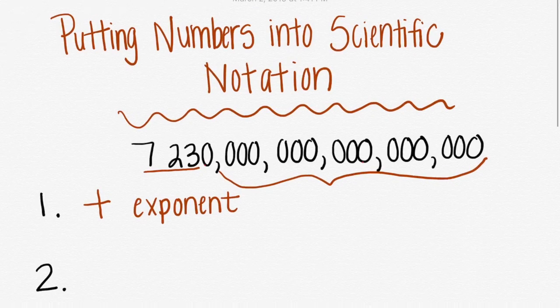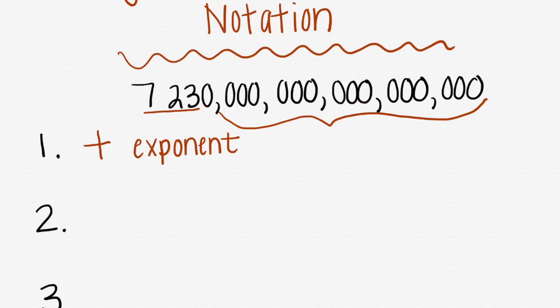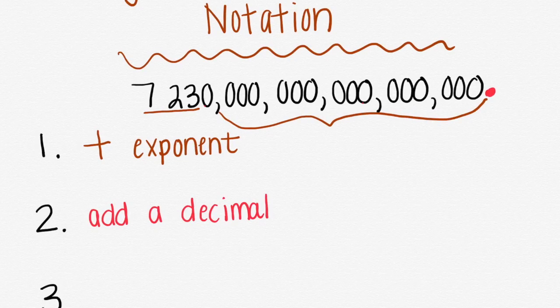You'll also notice that this number has no decimal point yet. So what we're going to do is add the decimal point at the very end of the number. Add a decimal. The reason we have to add the decimal is so that we can actually move it.